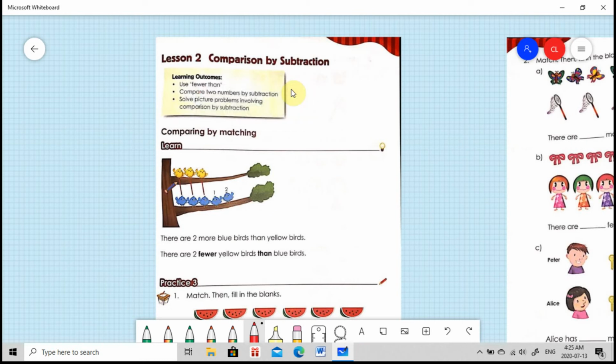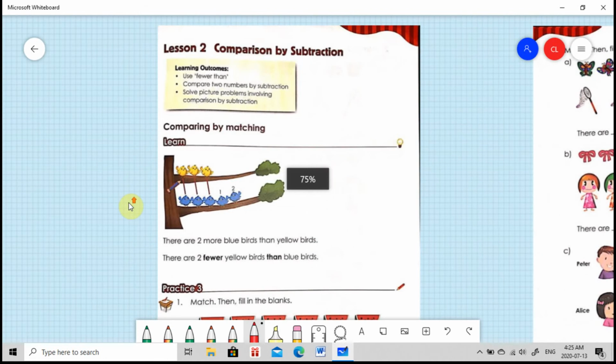Good morning. Today we are going to compare by subtraction. Right? We are first going to learn how to compare by matching. All right, so first let us go into it.